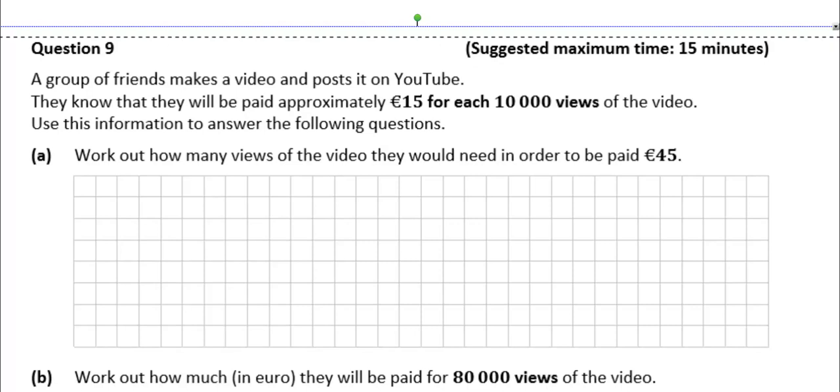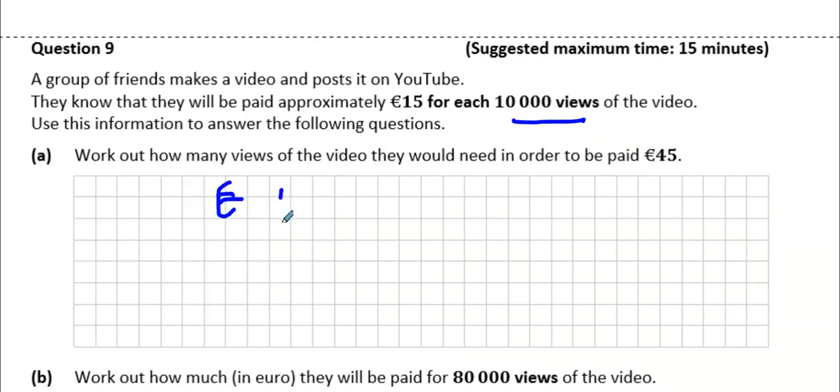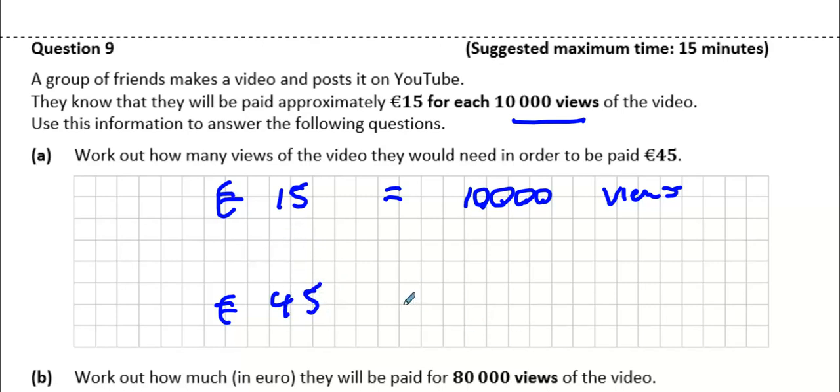Question 9. A group of friends makes a video and posts it on YouTube. They know that they'll be paid approximately €15 for every 10,000 views of the video. Work out how many views of the video they need in order to be paid €45. So if €15 is 10,000 views, what we can then say is that €45 is 3 times bigger than €15, so €45 will be 30,000 views.